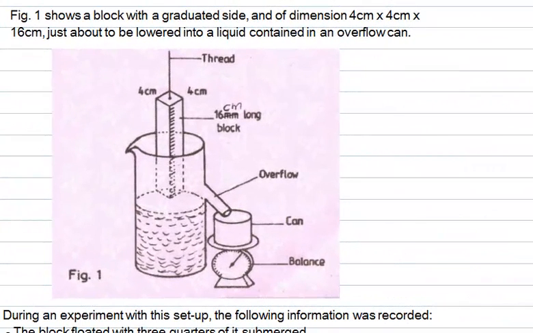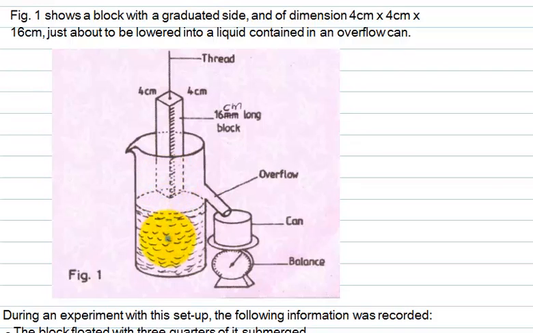In this question, we are told that figure 1 shows a block with a graduated side and of dimensions 4 centimeters by 4 centimeters by 16 centimeters, just about to be lowered into a liquid contained in an overflow can. So here we've got the liquid and here is the block.